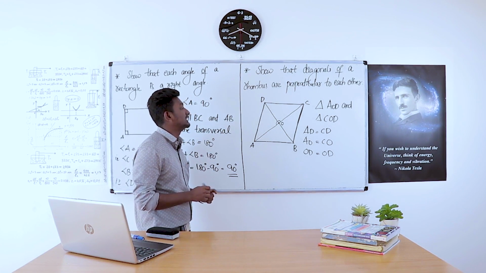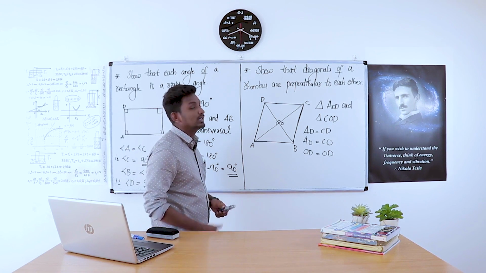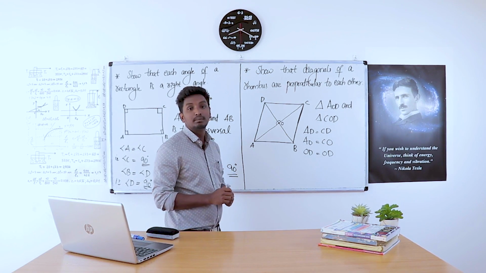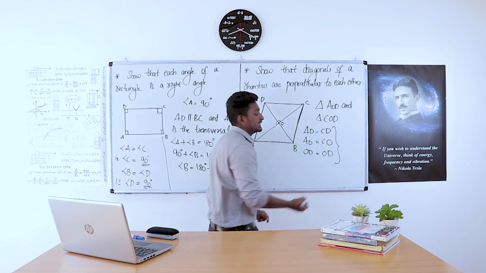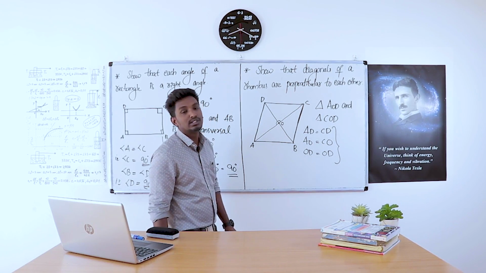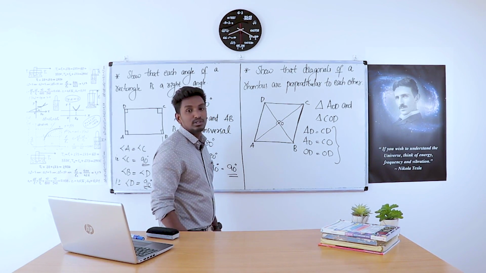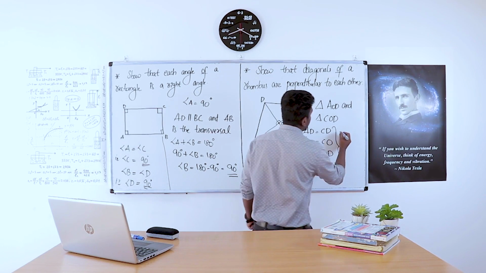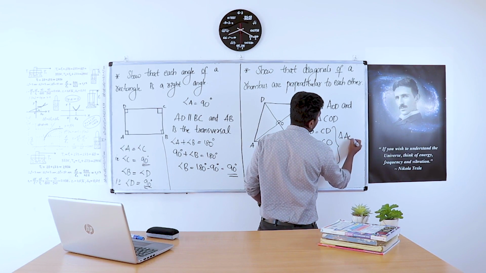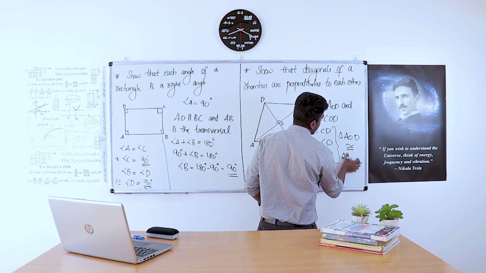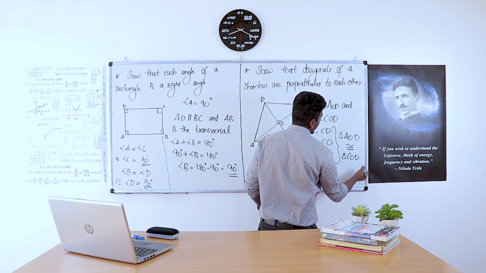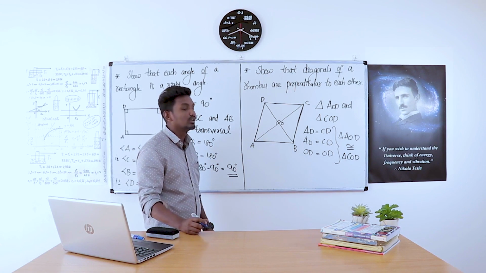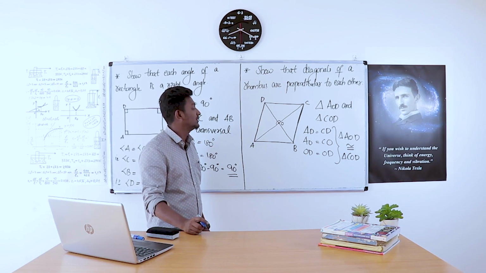When all the three sides of a triangle are equal to all the three sides of another triangle, then both the triangles are congruent to each other. Therefore, we can say that triangle AOD is congruent to triangle COD.